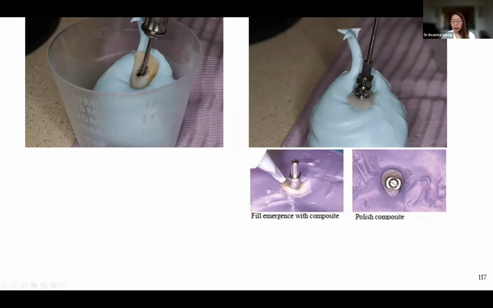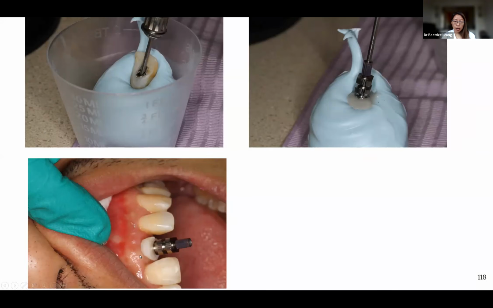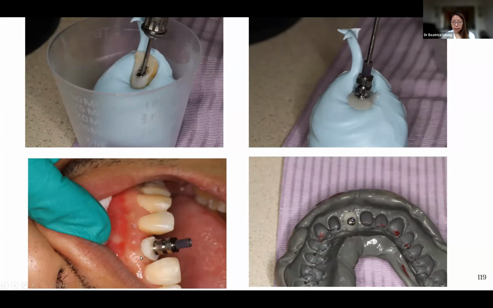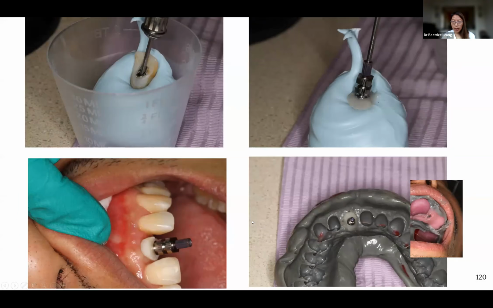You remove it and put an impression coping and just flow some resin around it, or GC resin, trim the excess, make sure it doesn't touch the adjacent teeth, and then you take an impression. And that's how you do a customized impression coping using the patient's temporary crown. Okay, the key is to make sure that you position it adequately so you can retrieve the screw.